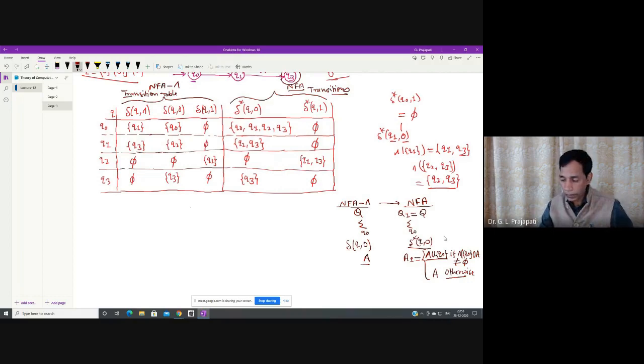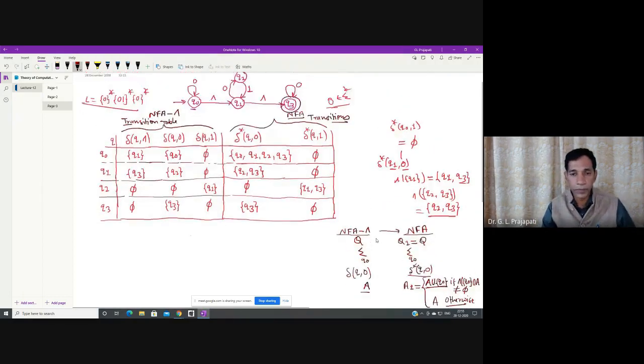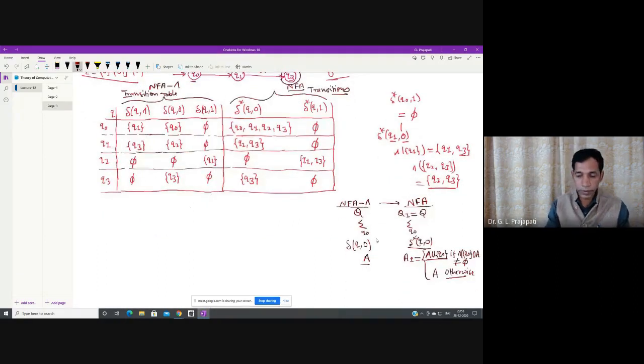So we have converted the NFA null to the NFA. And finally you can draw the diagram. You can have the NFA. You have the state q0, you have q1, the same number of states we have, and you have q3, and q3 is what?